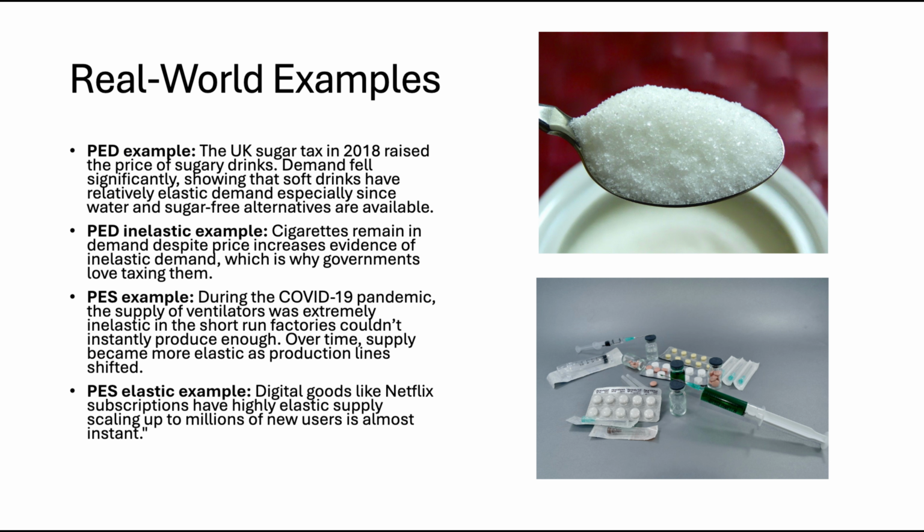An example of the price elasticity of supply is the COVID-19 pandemic, when the supply of ventilators was extremely inelastic in the short run. Factories couldn't instantly produce enough. Over time, supply became more elastic though, as production lines shifted. And an example of elastic price elasticity of supply is digital goods like Netflix subscriptions, which have highly elastic supply, as scaling up to millions of new users is almost instant and is very easy and adjustable.